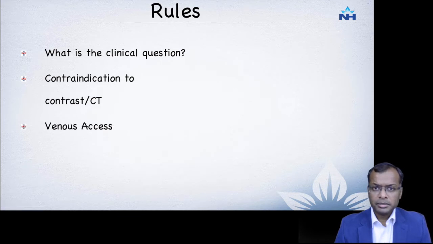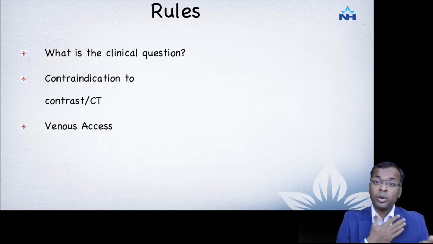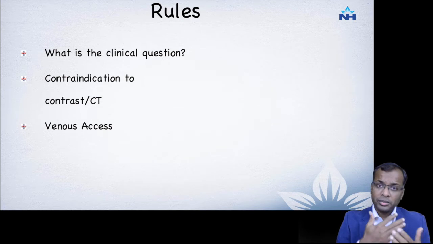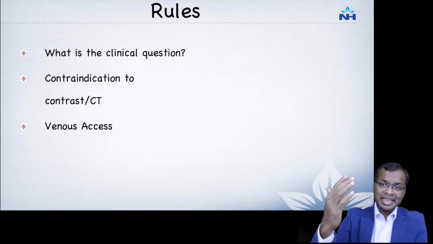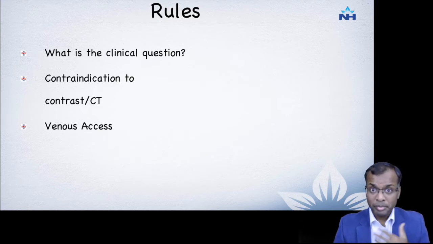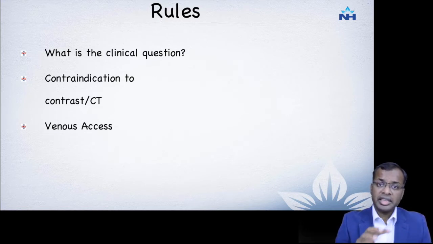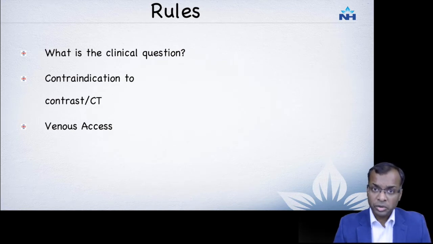The next rule is venous access. It is very important to try and get the venous access as close to the heart as possible. So rather than in the periphery, if you can get it in the antecubital fossa, then you may get much better quality images because the contrast delivery into the heart is much quicker, faster and more predictable.